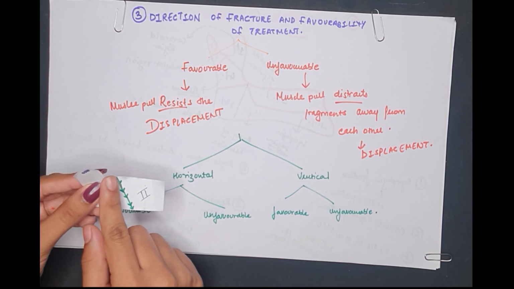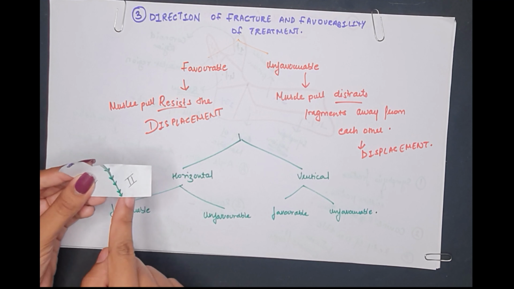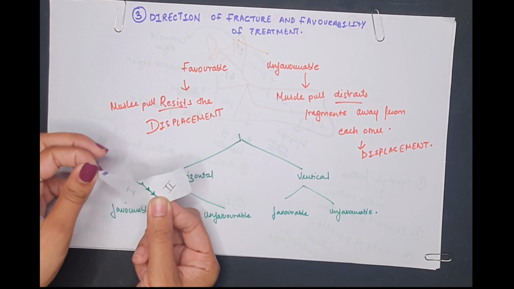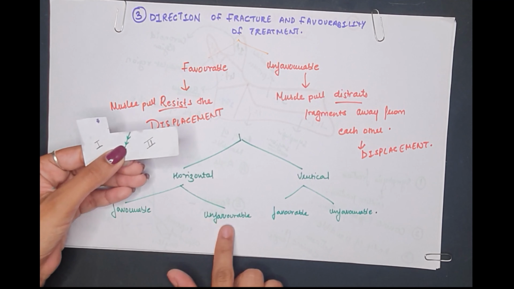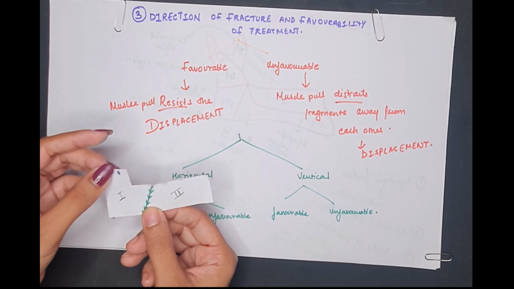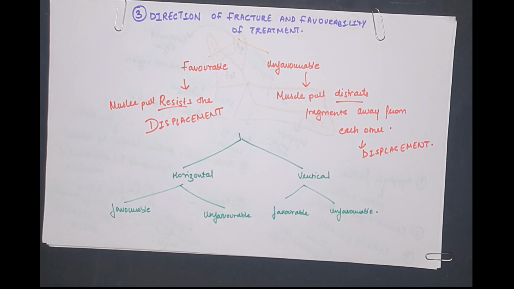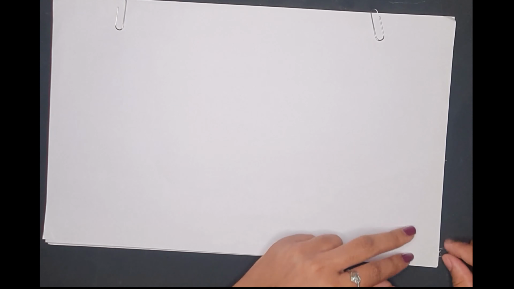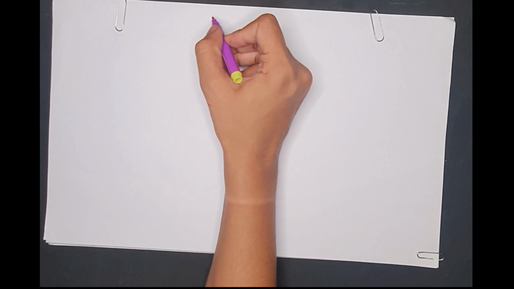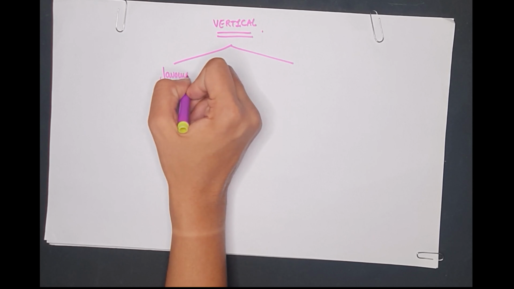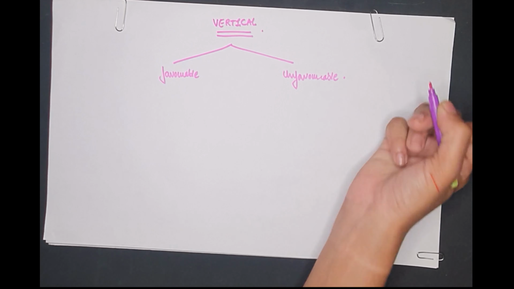So this one is the favorable one. If you see, this is the lesser fragment and this is the greater fragment, and the lesser fragment is not displaceable. Also the second one is where displacement is very easy. Now we move on to the vertical fractures, vertical favorable and vertical unfavorable.